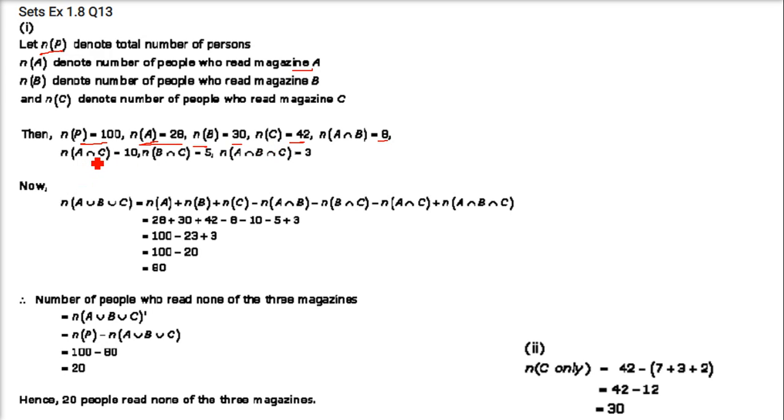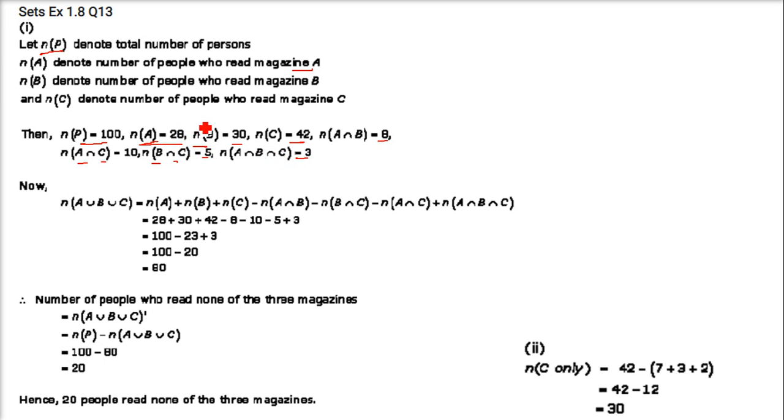Okay. Now A intersection C, this is 10. So 10 read magazines A and C. 5 read magazines B and C. And finally, 3 read all the magazines. So N of A intersection B intersection C is 3.